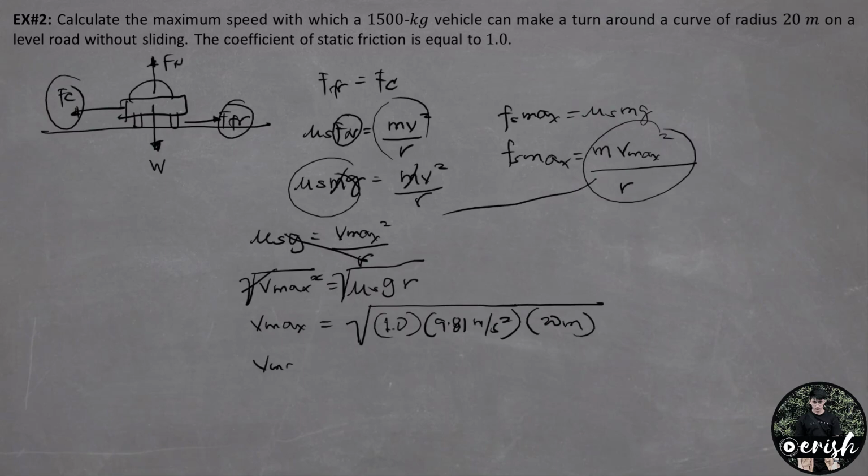By calculating, a maximum velocity is equal to 14.01 meters per second. So this maximum velocity na 14 meters per second, which seems like a reasonable upper limit for the speed at which a vehicle can go around the curve without sliding. So this is example number 2.